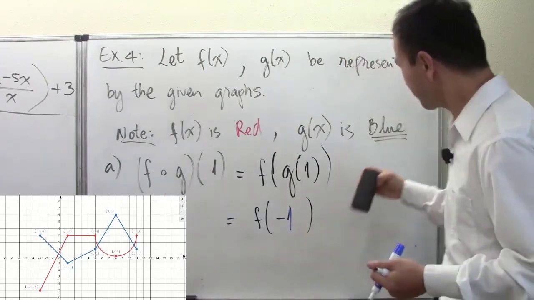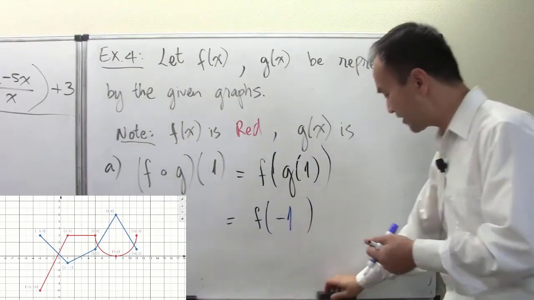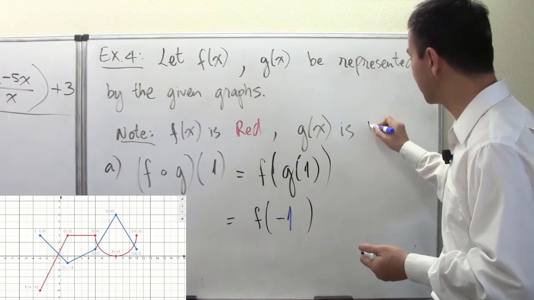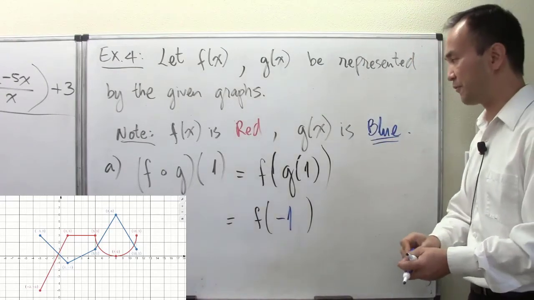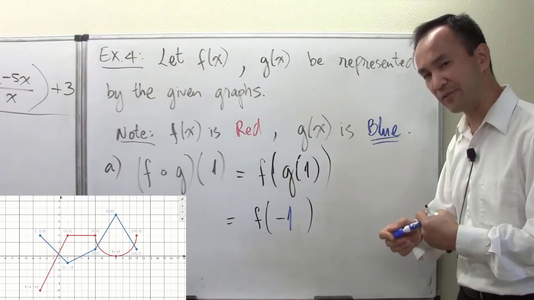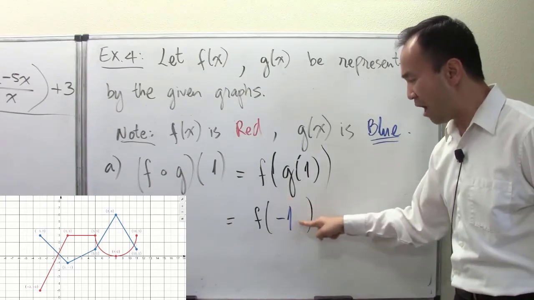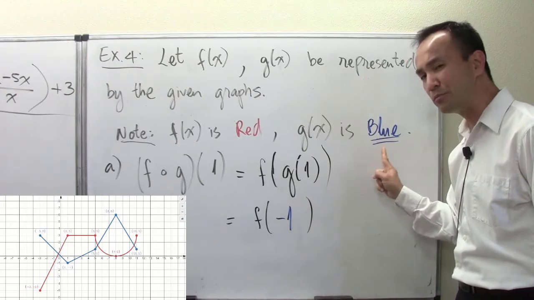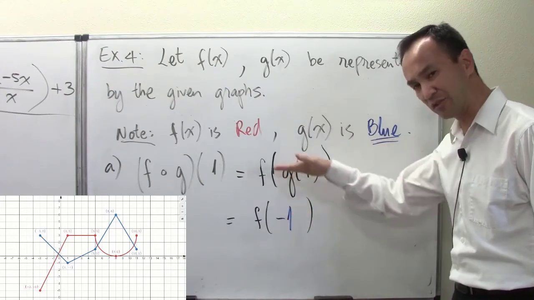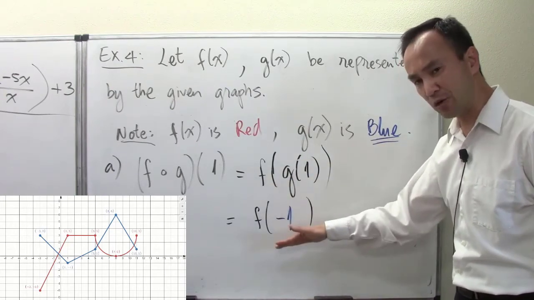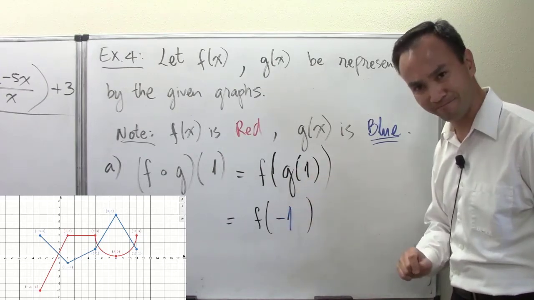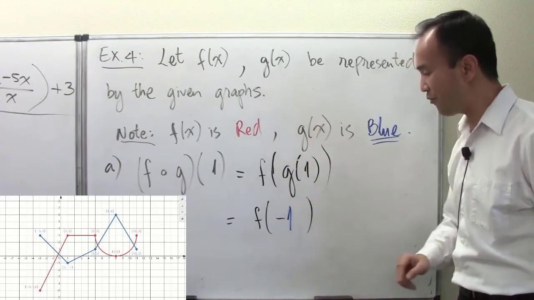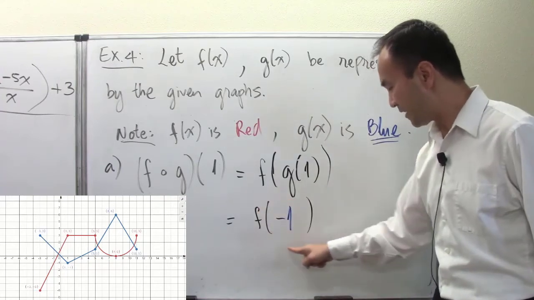Since I just graphed with a blue marker, allow me to write this in blue. So the graph for g of x is in blue and the graph for f of x is in red. The outputs that came out according to the blue graph sank down to the vertical value of negative 1. So this is the output from g of 1. And now f of negative 1.